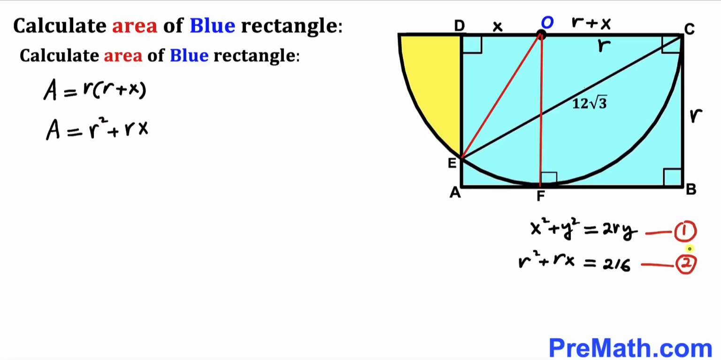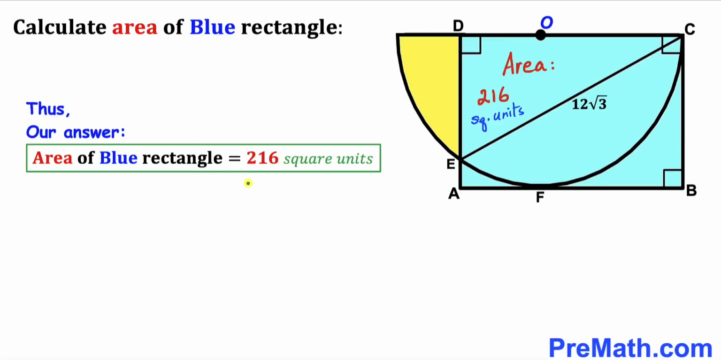But we know from our equation 2, r square plus r times x is 216. So I'm going to replace this whole thing by 216. So the area of this blue rectangle turns out to be 216 square units. So thus the area of this blue shaded rectangle ABCD turns out to be 216 square units.